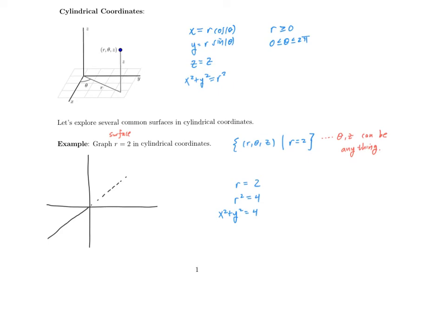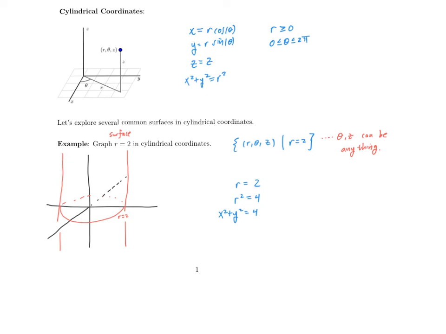So we would have a circle of radius 2 in what was formerly the xy plane. This would be the circle given by r equals 2 if we're thinking polar coordinates. But for cylindrical coordinates, r equals 2 would represent this cylinder. In fact, r equals any positive constant would be a cylinder of that radius around the z-axis.